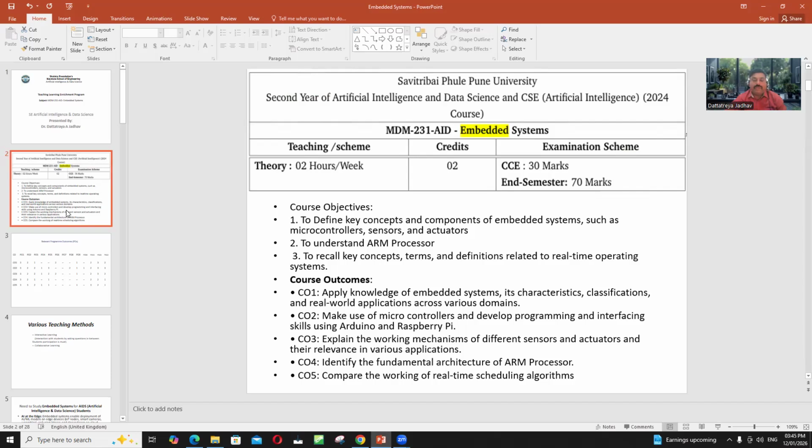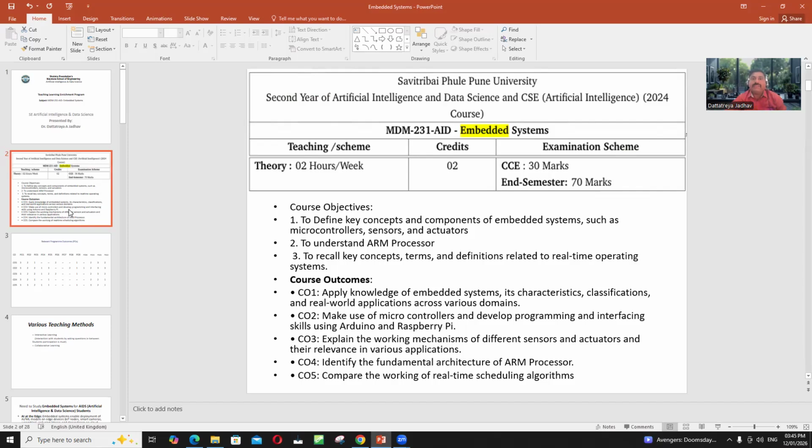Considering the course objectives and course outcomes, they are totally based on your understanding of the concept of embedded system. You should be able to apply the knowledge of embedded system, its characteristics, classification, and real world applications across various domains. The second is related to making use of microcontrollers and developing programs and interfacing skills using Arduino and Raspberry Pi.